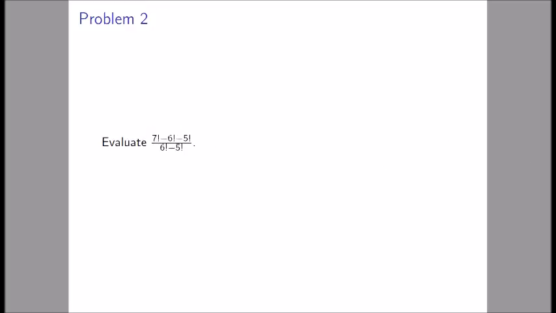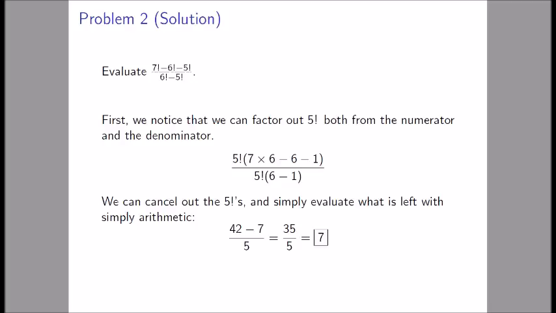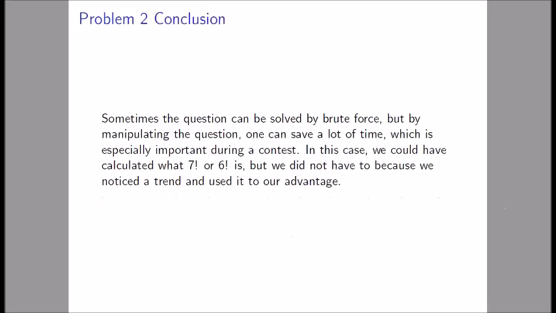Problem 2. Evaluate 7 factorial minus 6 factorial minus 5 factorial all over 6 factorial minus 5 factorial. First, we can factor out 5 factorial from both the numerator and the denominator. On the top, we have 5 factorial times the bracket 7 times 6, because the 5 factorial is pulled out, minus 6, minus 1, all over 5 factorial, using the same concept, times the bracket 6 minus 1. We can cancel out the 5 factorials and simply evaluate what is left, which is simply arithmetic. This is 42 minus 7 over 5, which gives 7.